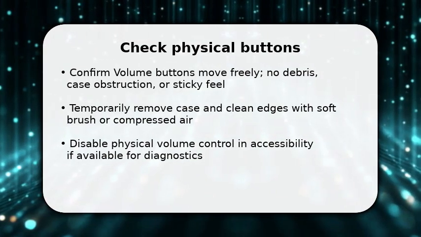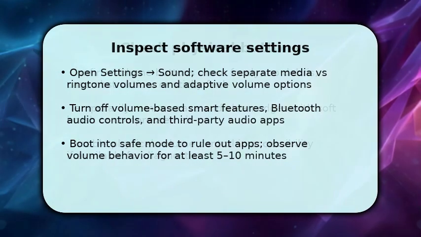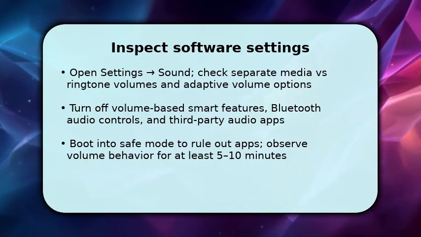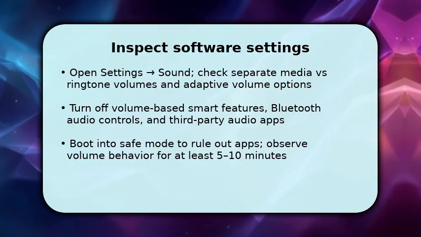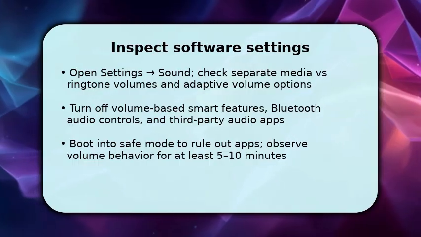Now you dig into software. Open sound settings and compare media, ringtone, and notification sliders. Adaptive or automatic volume features can change levels without warning, so disable them. Next, disconnect Bluetooth devices and close or uninstall recent audio apps that can override system volume.